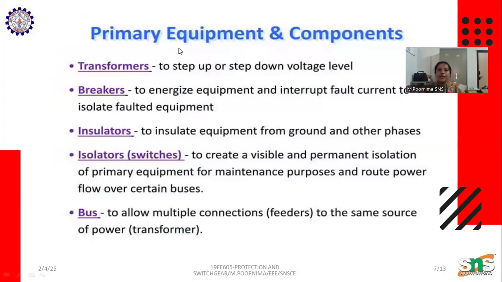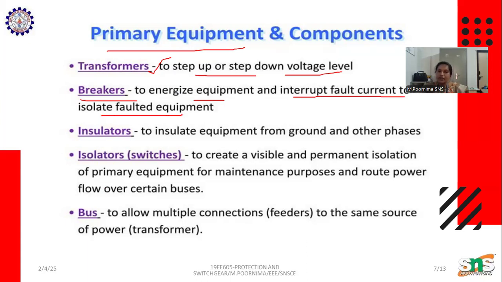What are the primary equipment components needed for a power system? We know the transformer. The transformer is used to step up and step down the voltages. Then breakers: breakers energize equipment and interrupt fault current to isolate the faulted equipment. The breakers isolate the faulted equipment from the power system.